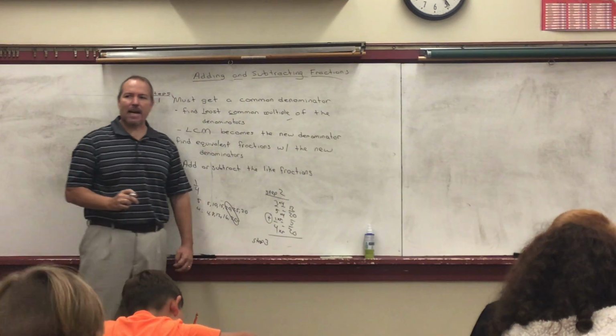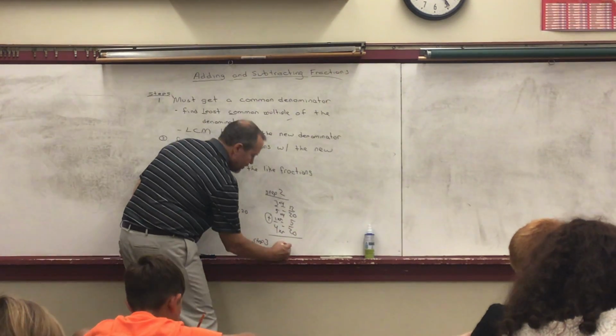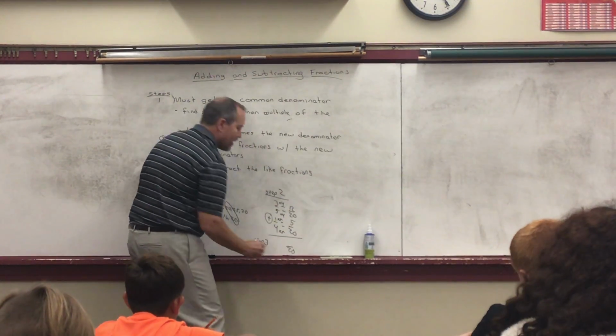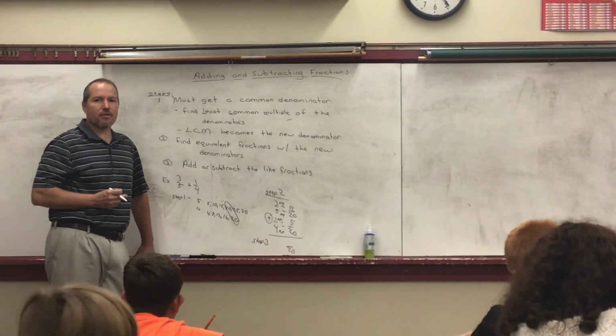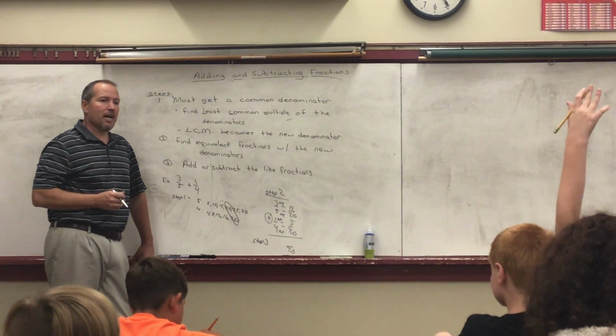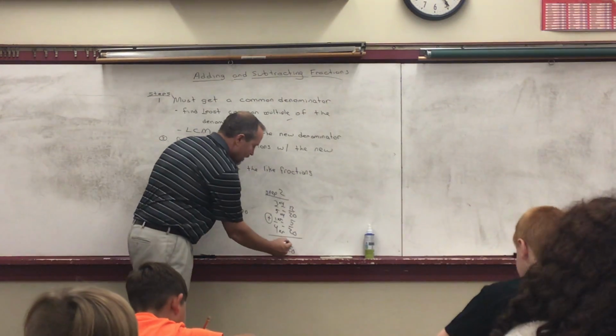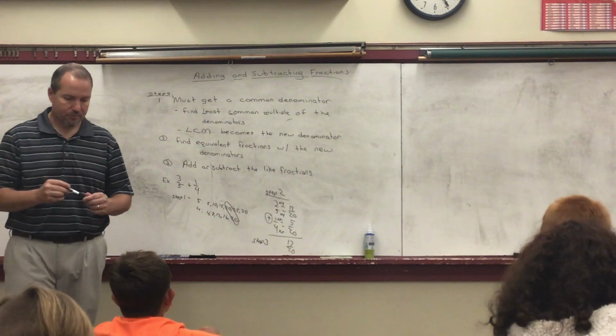Now, when we add fractions, the denominator does not change. So the denominator is going to stay 20. All we're going to do is add or subtract the numerators. And so we're going to add 12 plus 5, which is 17. And so your answer will be 17 over 20.